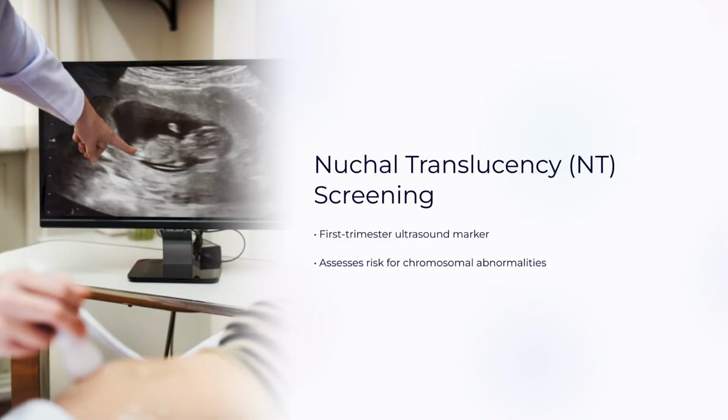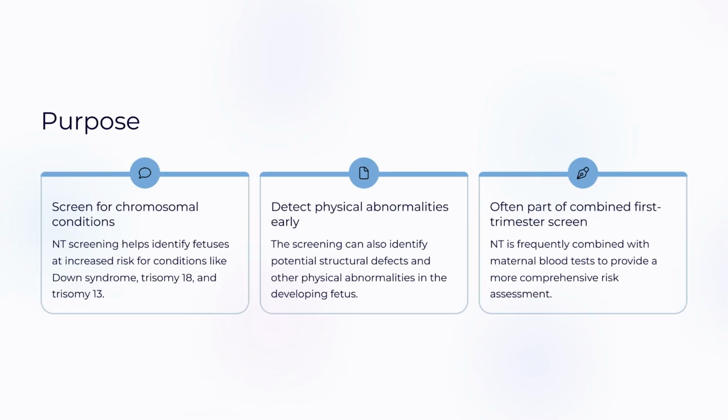Nuchal Translucency screening or NT screening is a first trimester ultrasound assessment used to evaluate the risk of certain chromosomal conditions. It measures the fluid-filled space at the back of the fetal neck, which can be an early marker for abnormalities like trisomy 21, trisomy 18, and trisomy 13. NT screening helps identify pregnancies at increased risk for chromosomal conditions and physical issues such as cardiac defects. It's most effective when combined with first trimester serum screening, which includes pregnancy-associated plasma protein A or PAPP-A, and human chorionic gonadotropin or HCG for better predictive value.